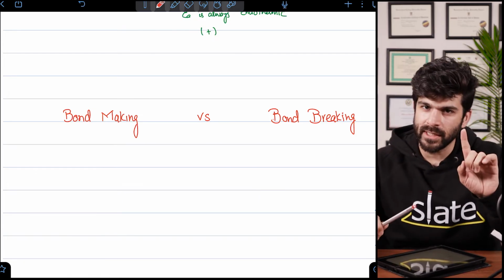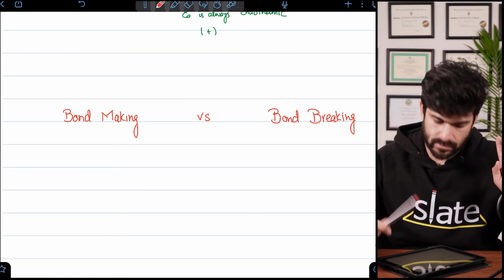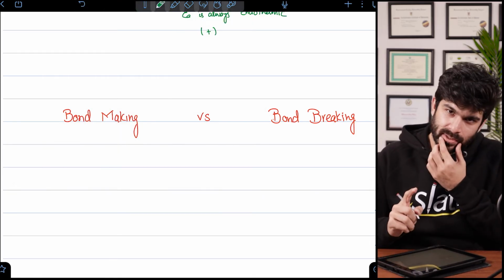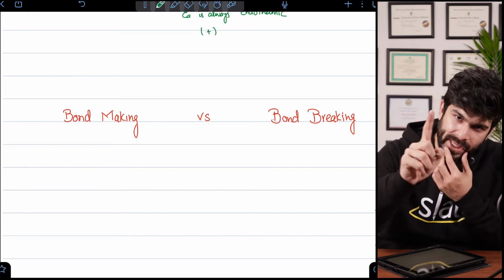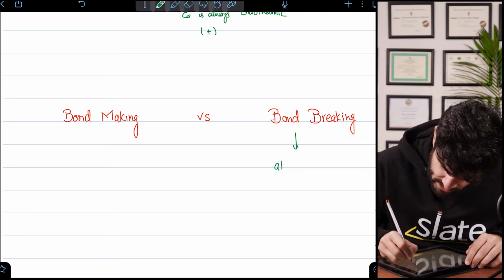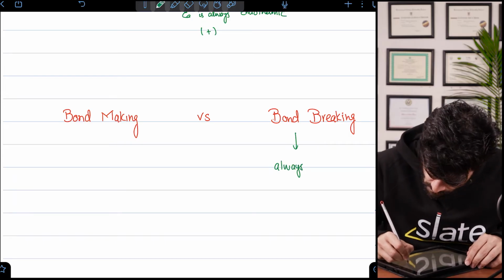In order to break something, you always have to give energy. So if you're giving energy, bond breaking, you need to give energy for breaking. So bond breaking is always endothermic.